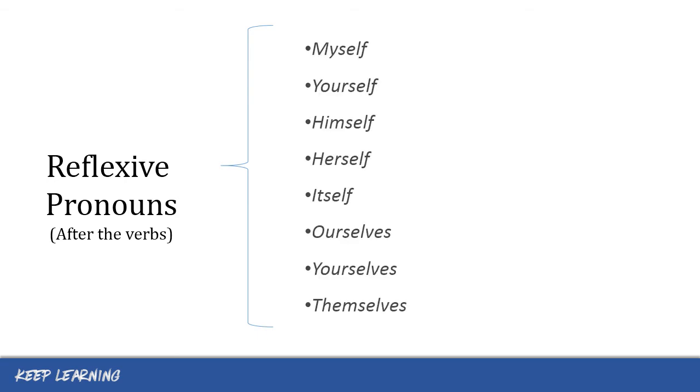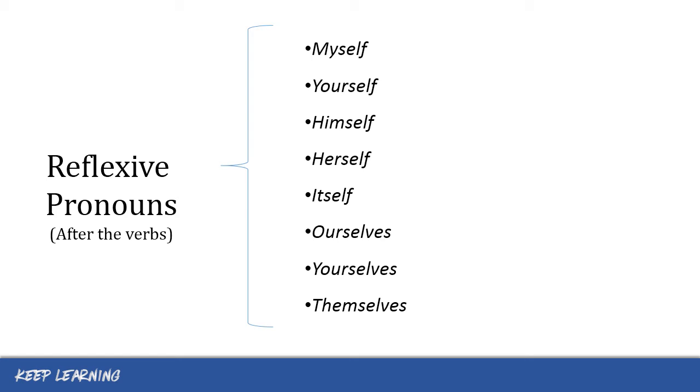Another group of pronouns are the reflexive pronouns. They're very similar to the object pronouns. They go after the verbs, but they are reflexive. Reflexive comes from reflection, something that goes and returns to you. The reflexive pronouns are myself, yourself, himself, herself, itself, and the plurals ourselves, yourselves, and themselves. Do you remember that the F turns into VES in the plural? Well, this is one of the cases.